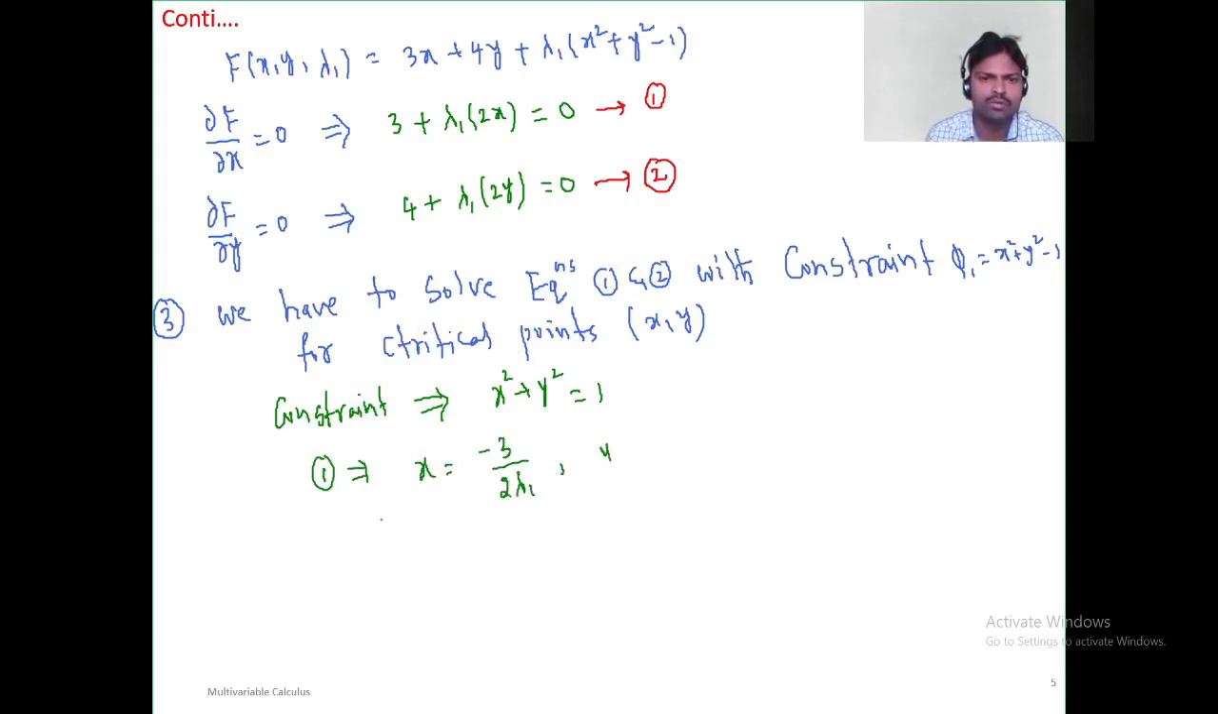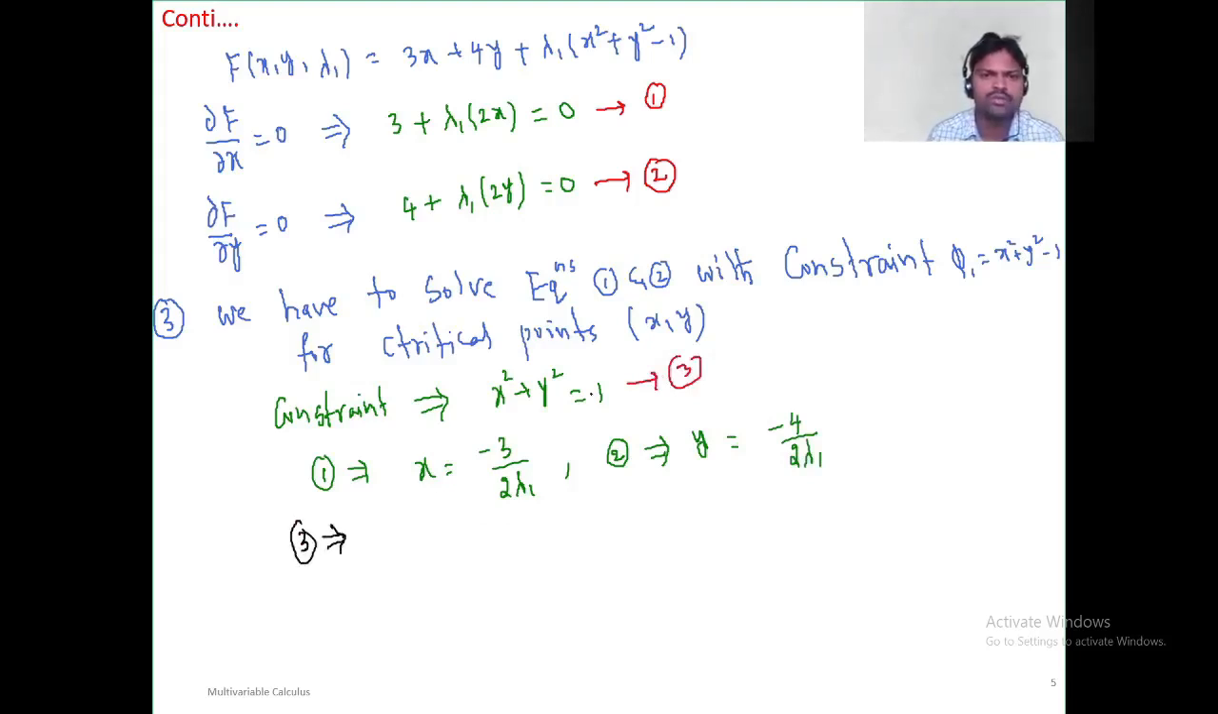So from equation number 2 implies, what is lambda, what is y? So y is equal to minus 4 by 2 lambda 1. Okay, so now let us take this constraint, let us take this as number 3. Now substituting 3.